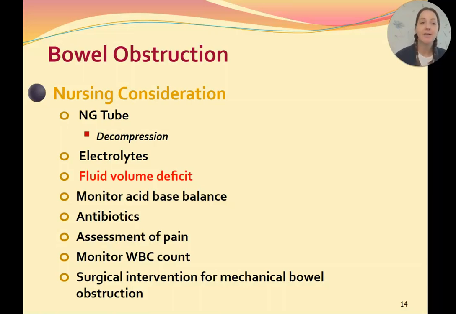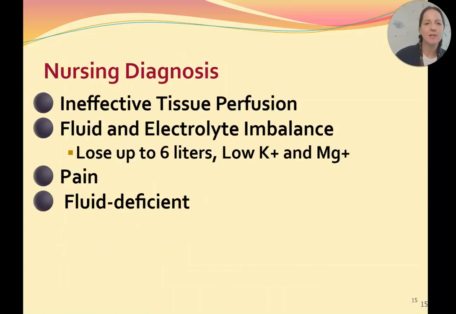You might need antibiotics because something might grab hold and start growing out, and it's the wrong thing. And you're going to definitely need to know the assessment of the pain, how it feels, where it's at, watching your CBC also. So not just your chem panel, but your CBC as well for your white blood cell count. And then, of course, surgical intervention for any kind of mechanical bowel obstruction. Good. So here are some nursing diagnoses that we use: ineffective tissue perfusion, fluid and electrolyte imbalances, pain, fluid deficit.